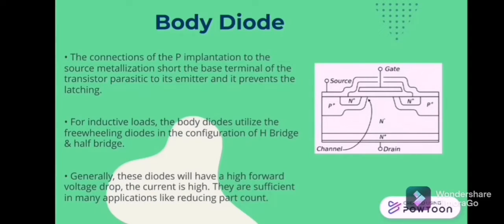Continuing for body diode. The connection of the P implantation to the source metallization shorts the base terminal of the parasitic transistor to its emitter and prevents latching. For inductive loads, the body diode is used as a freewheeling diode in the configuration of an H bridge or half bridge. Generally, this diode will have a high forward voltage drop. The current is high. They are sufficient in applications like reducing part count.